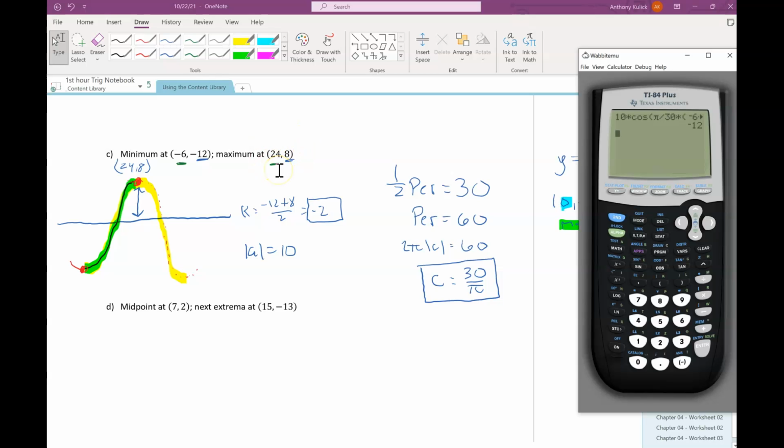I should check the other point also, though, because it's possible for one to work and the other not to work if you'd made a mistake. So if I change that to 24, I get 8. So I'm quite confident that I've done this correctly.